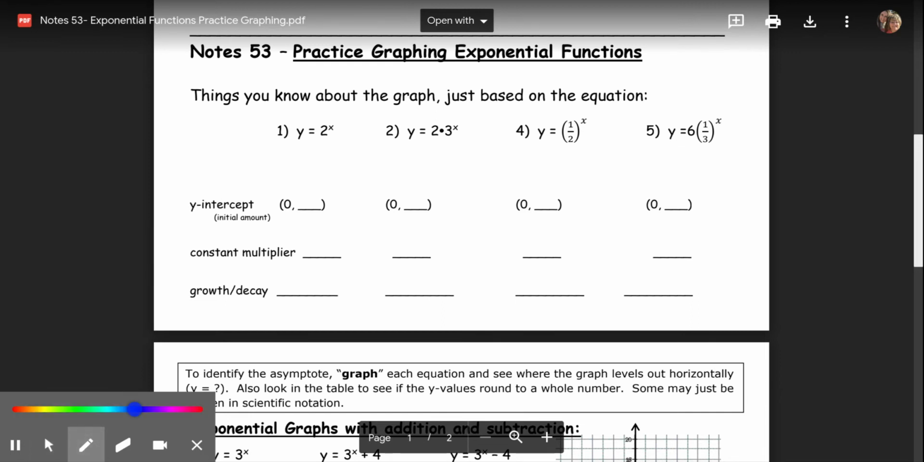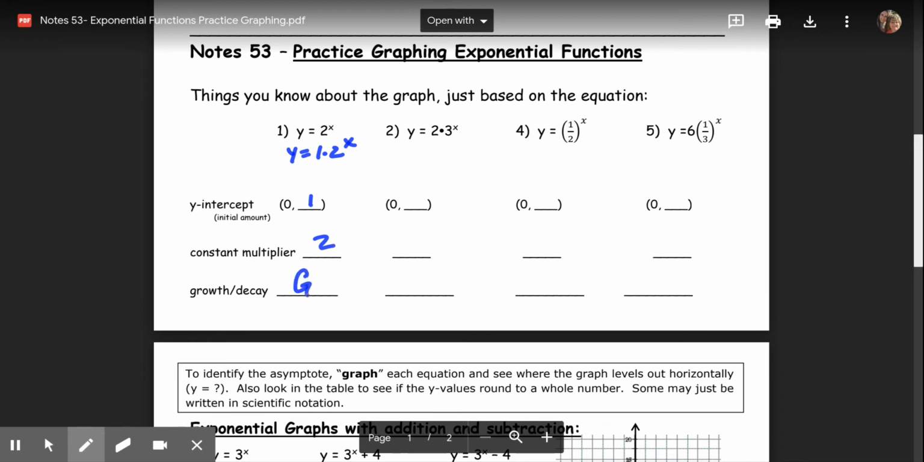All right, so now let's get into practice graphing exponential functions. It says things you know about the graph just based on the equation. So we know that this pretty much looks like y equals 1 times 2 raised to the x power. So we know that our initial amount is going to be 1. So that's our y-intercept of 0, 1. Our constant multiplier is going to be the number that's raised to a power, which is 2. And since that constant multiplier is 1 or more, we know that it's going to be a growth.